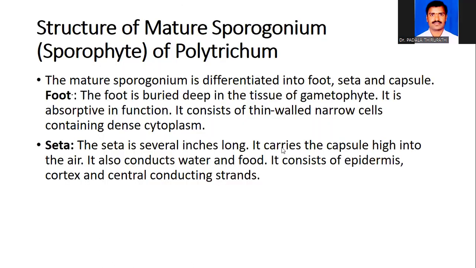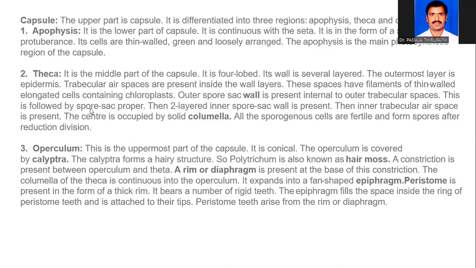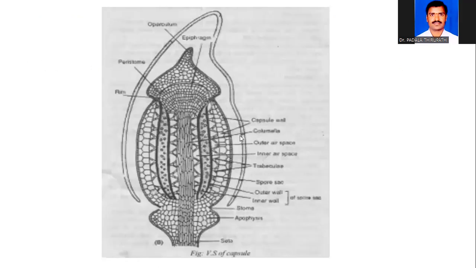And what is the important point of these trabeculae here? Trabeculae are the outer wall of the spore sac. These are the outer wall layer of the spore sac, which help in giving protection to the spore sac, so that it does not get damaged. They function like shock absorbers, like the shock absorbers in bikes. Why? Because this capsule will be lying in the air.